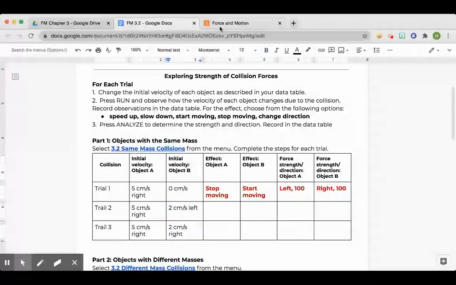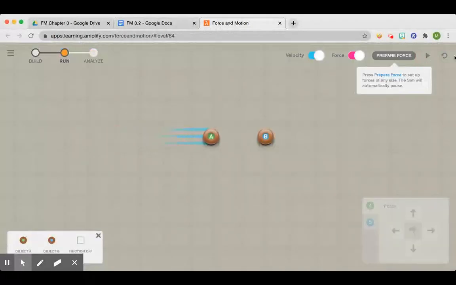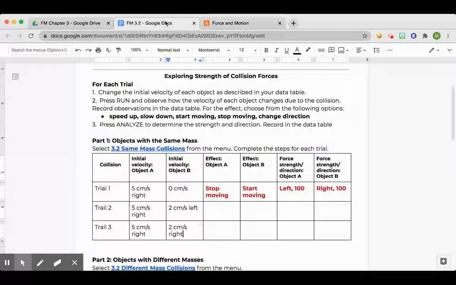So you would do the same for trials 2 and 3, just changing the initial velocity of object B. How you do that is when you go to build, run, pause, reset, prepare, and B, you're either going to do 2 to the right or 2 to the left. Then exert the force, analyze, and then same thing to fill in the table here.